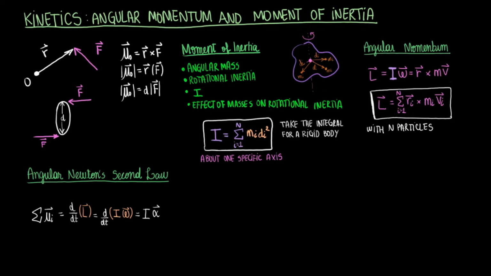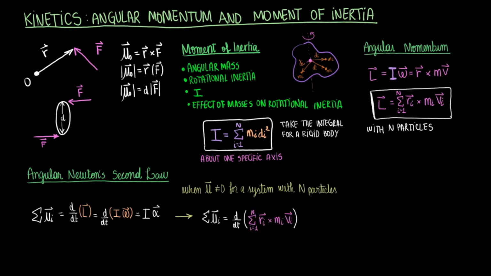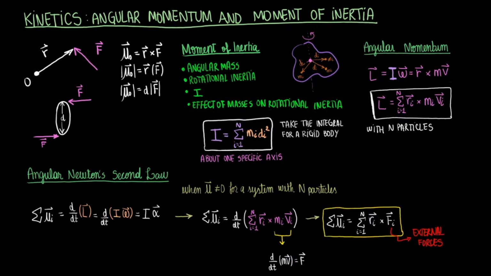Now, with a system with n particles, we take the derivative of the other definition of angular momentum, where we have the sum from i equals 1 to n of ri cross mi vi. When we take the derivative of mi vi, we get the mass times the derivative of vi, which is the acceleration. Thus, d/dt of mv equals a force. As a result, we get that the sum of all moments equals the sum from i equals 1 to n of ri, the position vectors, cross Fi, where Fi represents the external forces.